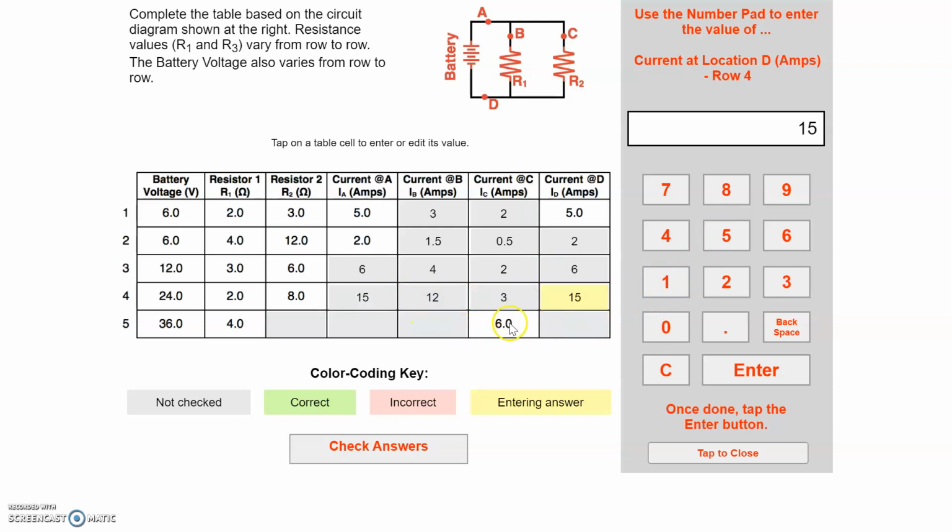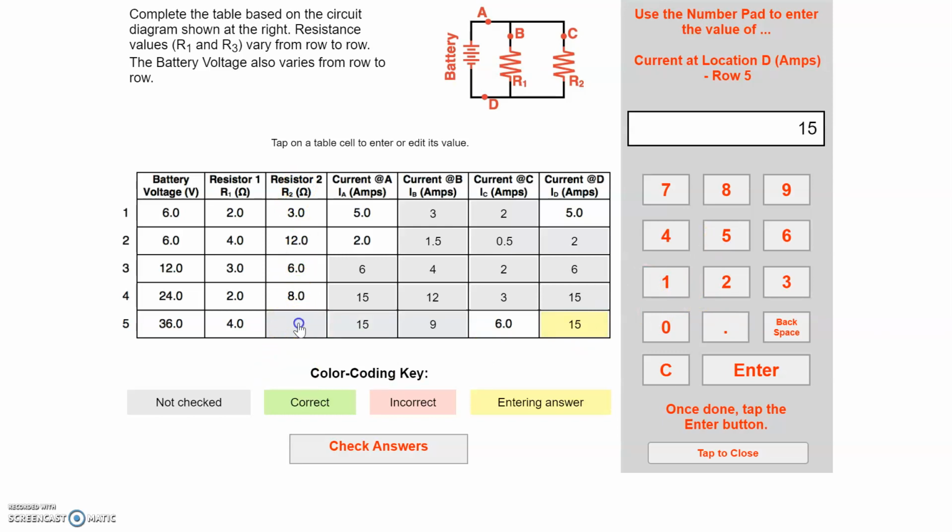Now this one asks you to think backwards. If they give you the current through R2, you can work backwards to find the resistance. But we'll find the current going through R1 first. 36 divided by 4 is going to give you 9 amps. Okay? 9 and 6 is going to give you 15 and 15.